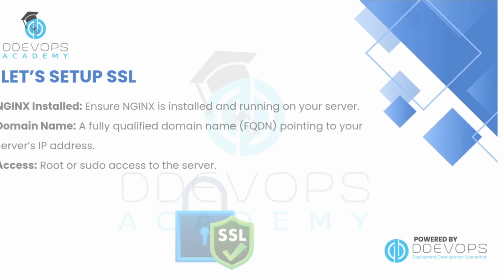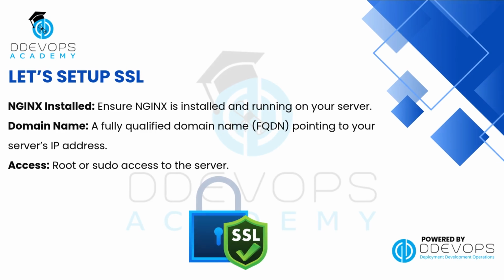Let's set up SSL. NGINX installed. Ensure NGINX is installed and running on your server. Domain name. A fully qualified domain name, FQDN, pointing to your server's IP address. Access. Root or sudo access to the server.